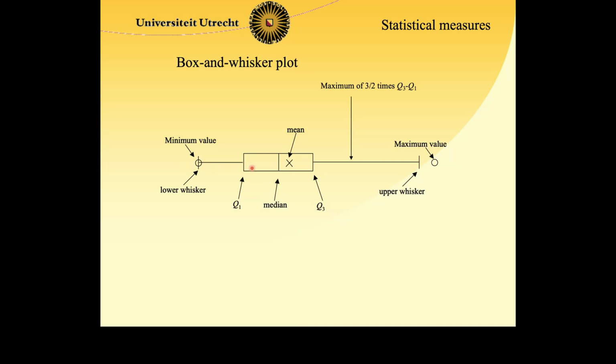The length of the whisker is either the minimum or maximum value, but it cannot be longer than 1.5 times the interquartile range. So this value here can never be farther away from the third quartile than 1.5 times this distance. So if a maximum value in this case is outside that range, it is often seen as an outlier. So it is often used for outlier detection.